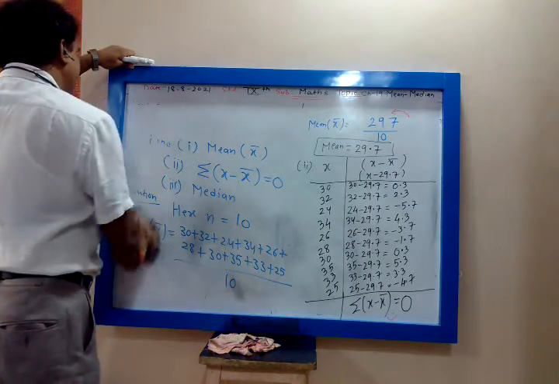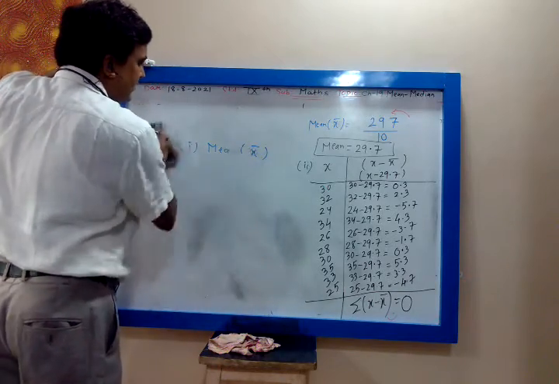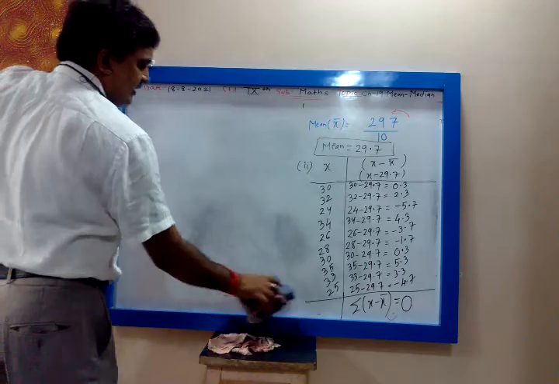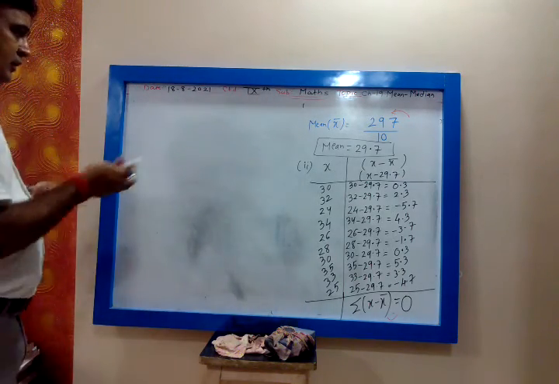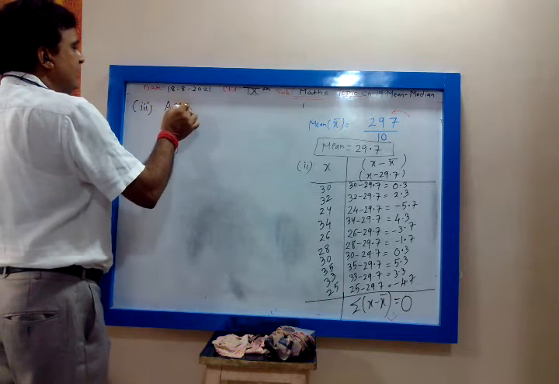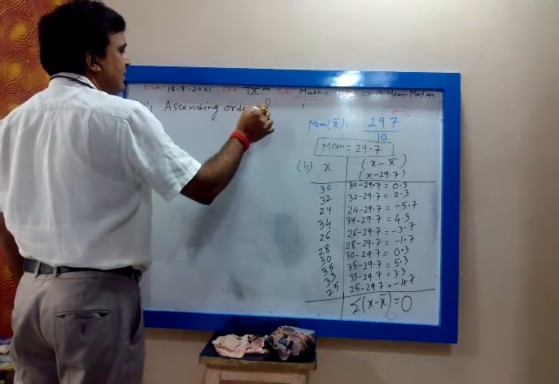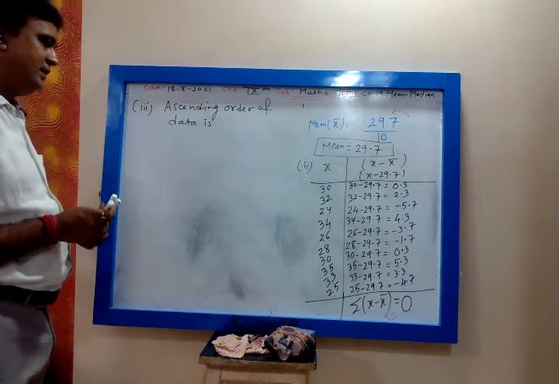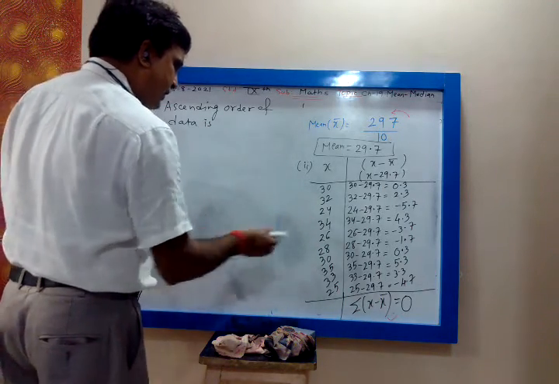Now our next work is to find the median. For the median it is compulsory to arrange the data in ascending order. So let us arrange the data in ascending order. Which will you write first? 24, 24, yes?